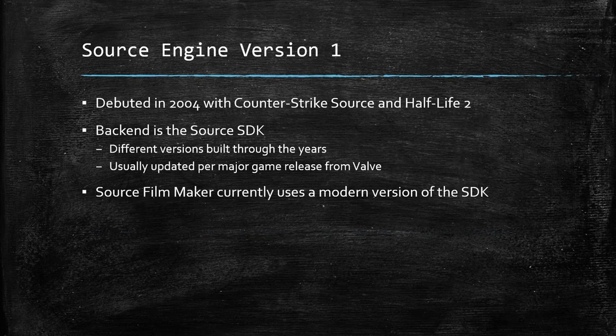Now, Source Engine 1 debuted in 2004 with Counter-Strike Source. This one's called Source. And Half-Life 2 came after that, not too long after. The back end of Source Engine 1 is Source SDK, and it's changed over the years, but it's still the basic, old Source SDK. Source Filmmaker also uses this old version of Source Engine, even though it's a little more up-to-date than the oldest version, Source Engine 1.